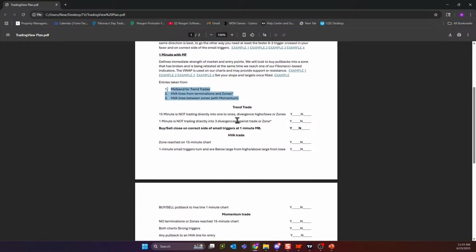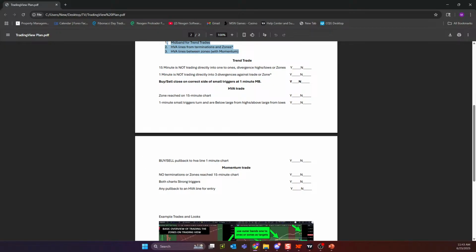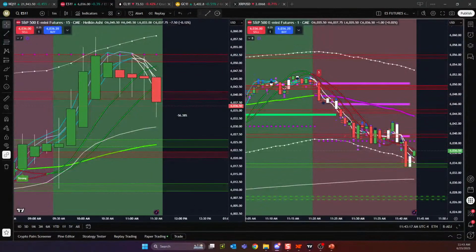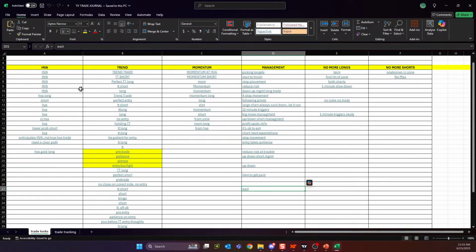And then you've got the trend trade, you've got the HVA trade, and you've got the momentum trade. These are your checklists to get into them, JR. But if you've ever met me, I'm an overachiever when it comes to study. So I'm going to drop this in. This is the trade journal that I've been working on. I think we're going to get it available on the site. Just a lot of examples of HVA trades.